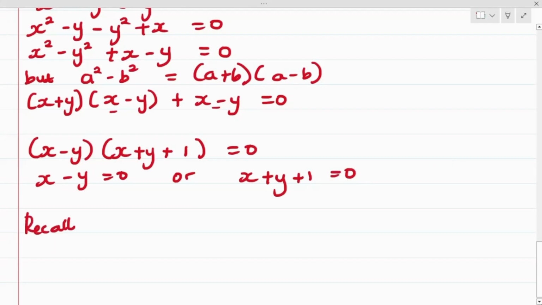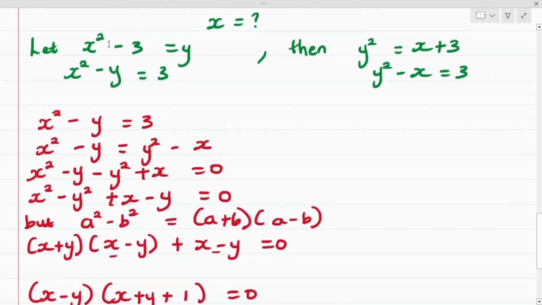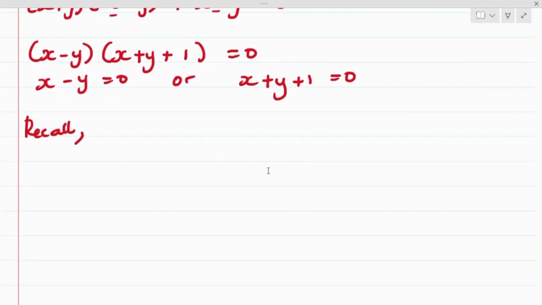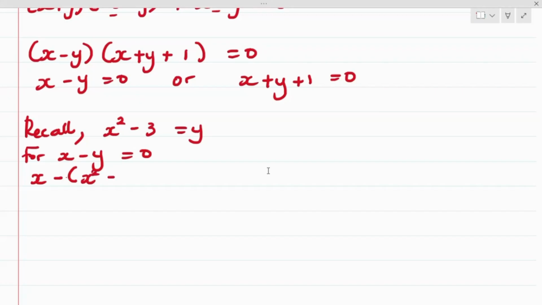At the beginning, we said let x squared minus 3 be equal to y. So recall that x squared minus 3 is equal to y. For x minus y equals 0, we have x minus y, and in place of y we put x squared minus 3, and this is equal to 0. So we have x minus x squared, minus times minus is plus 3, and this is equal to 0.